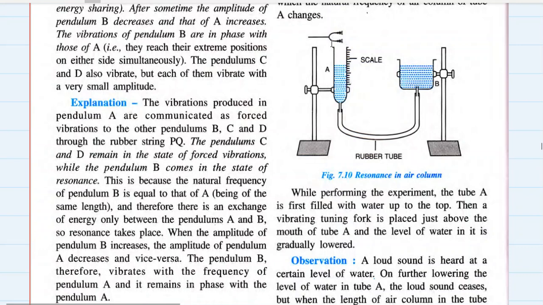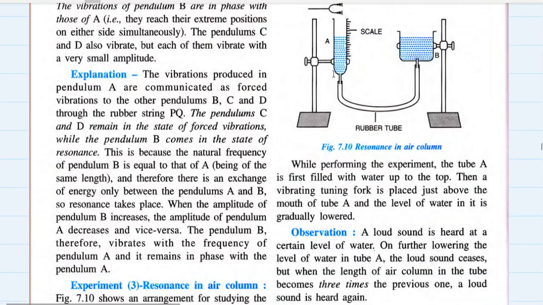You can bring the vibrating tuning fork to the mouth of this air column, and you can check what changes happen in the sound produced by the vibrating air column when you change the height or the position of the air column.